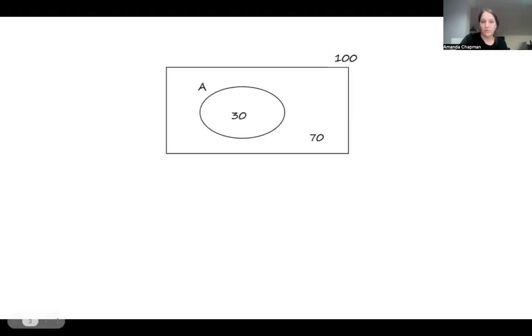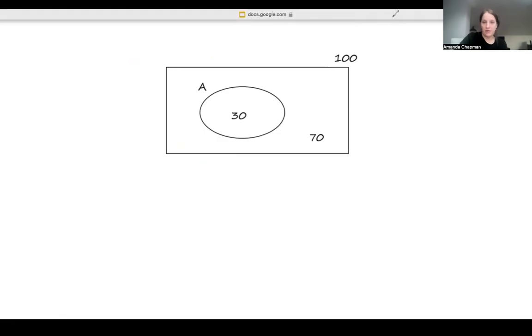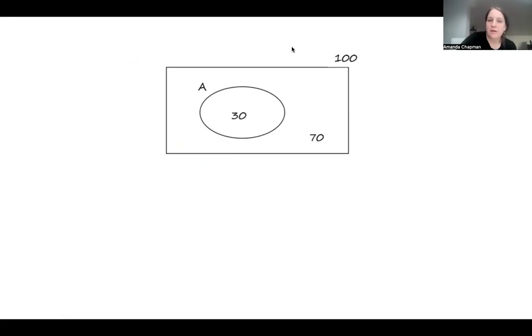So, for example, let's add a little bit to that. Let's add a Venn diagram. So here I have my set S. Let's make it shirts. I have 100 shirts and 30 of them are blue and 70 of them are not blue. So A is the set of my blue shirts. Gosh, that's a lot of laundry.